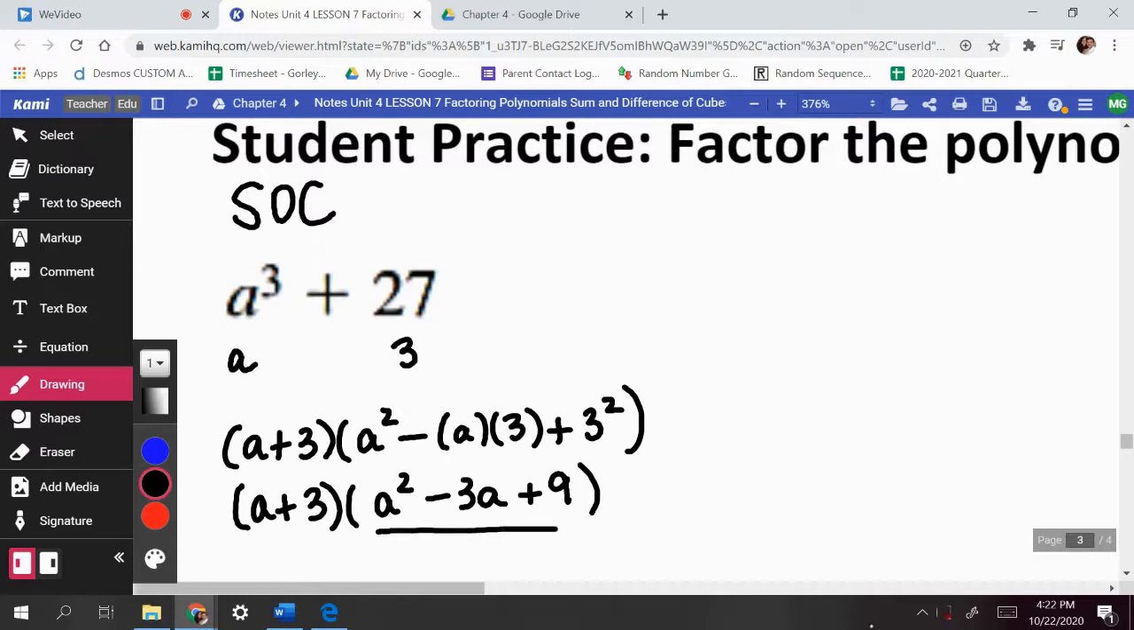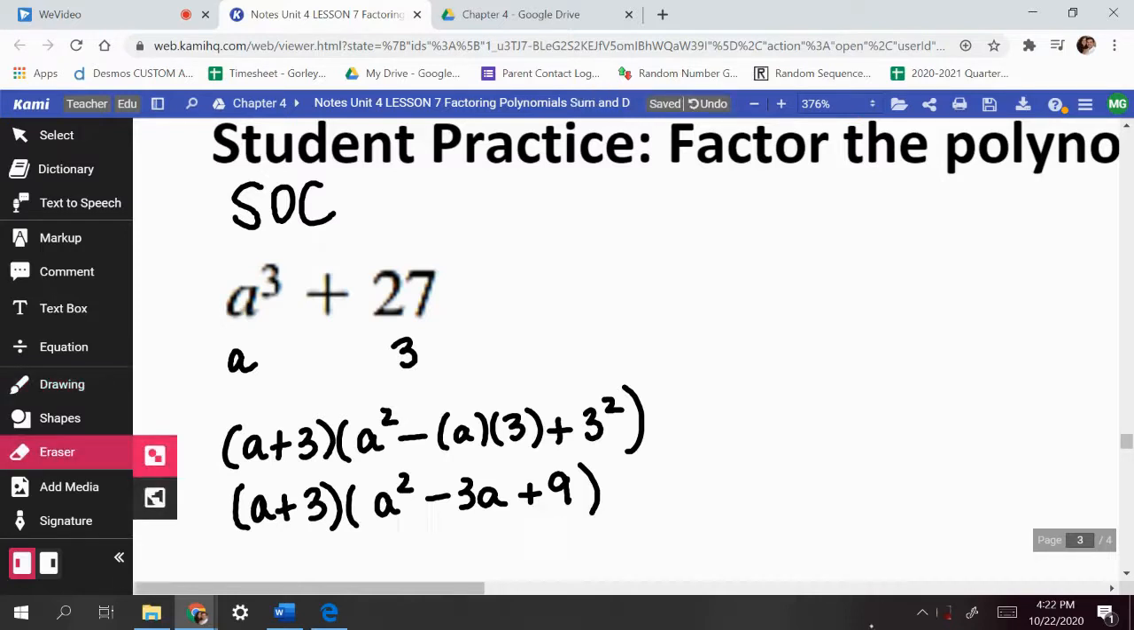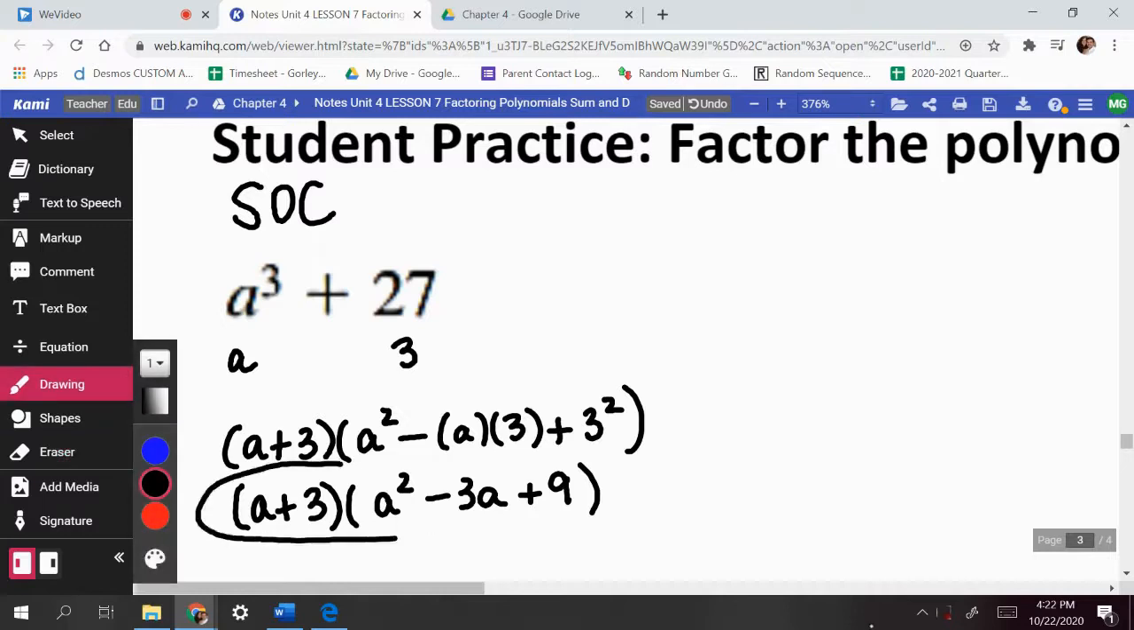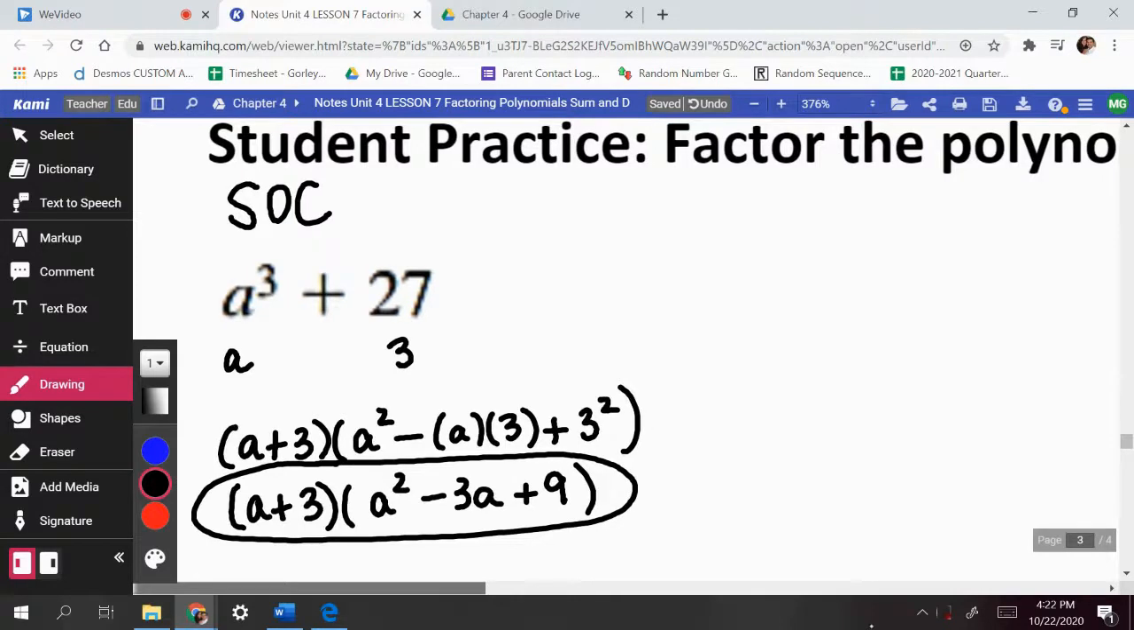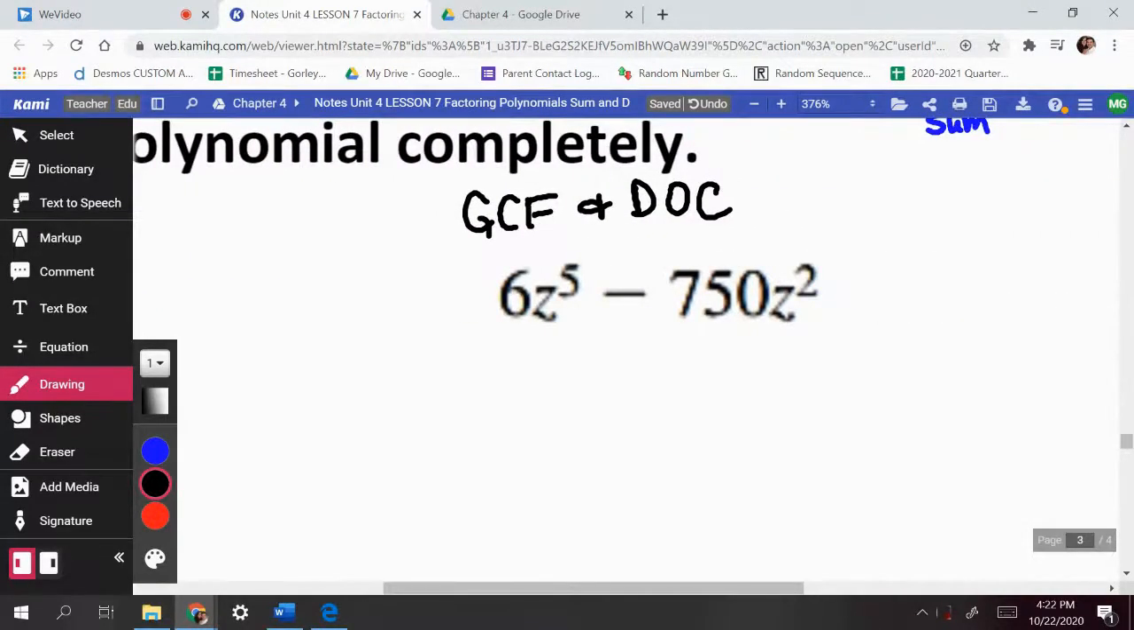And then we look in here to see if it can be factored anymore. In this case, it cannot. And like I said, this is going to be pretty typical when you're using sum or difference of cubes, that trinomial will not be factorable. Okay, here my GCF is what?